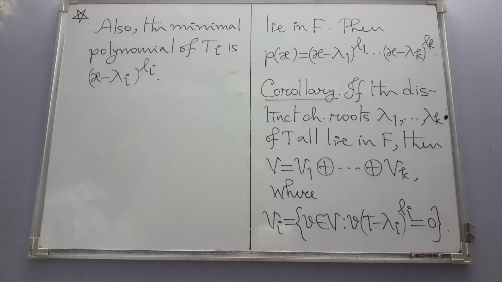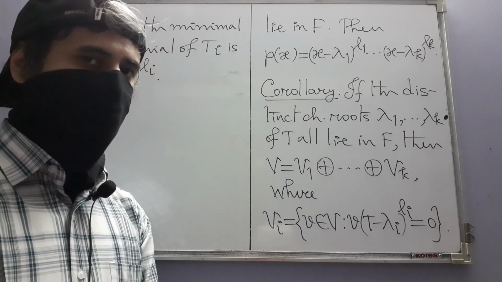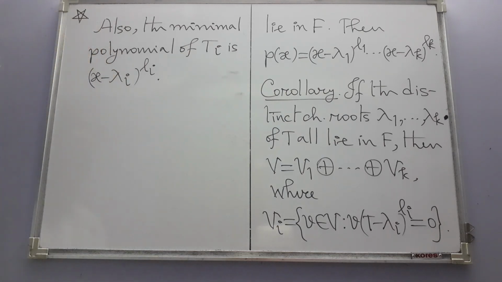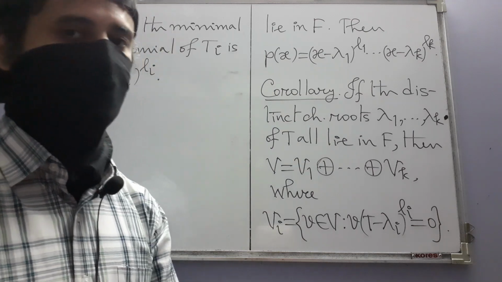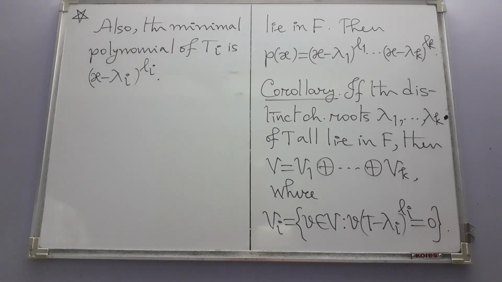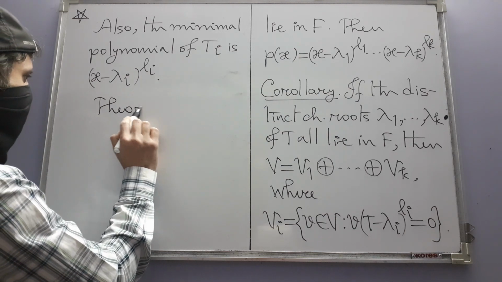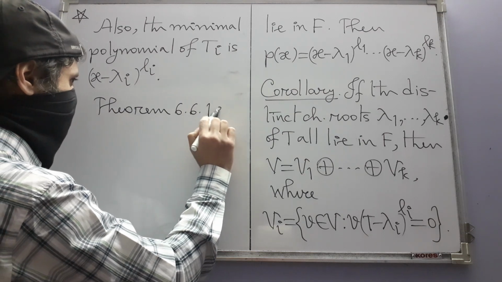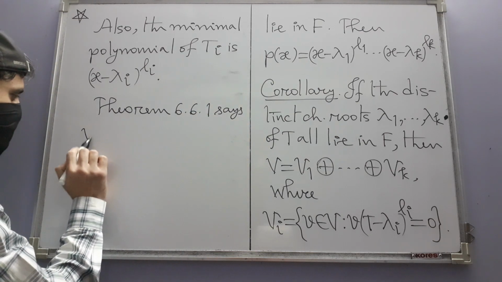Now let's again go back to the general theorem and try to see what else we can get from that. And where exactly are we going with all these things? What is the end result? We are going to go towards that. Theorem 6.6.1 says this.